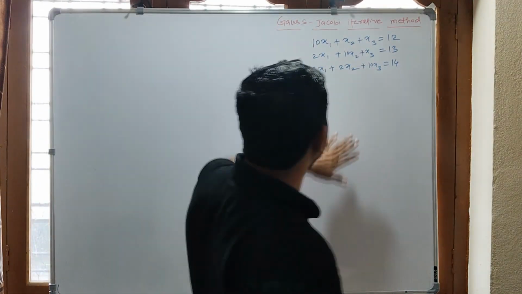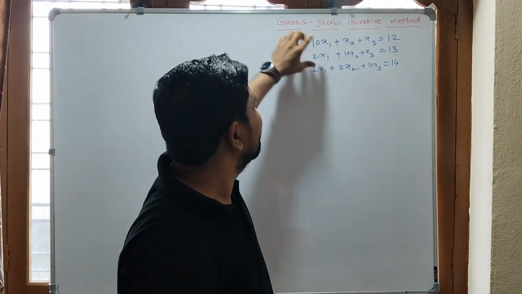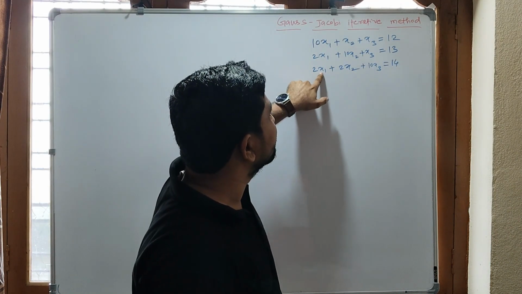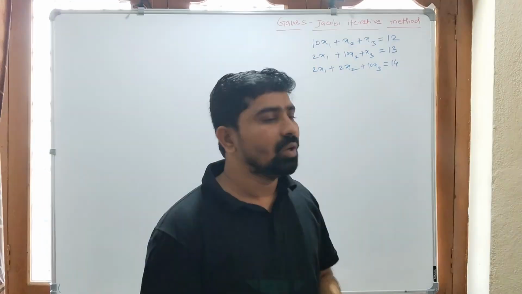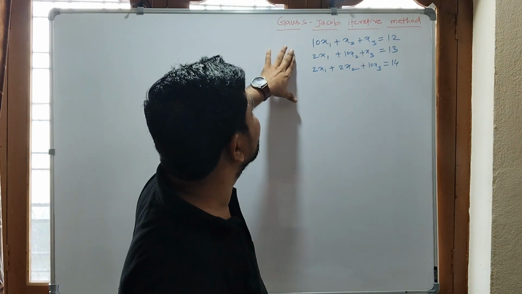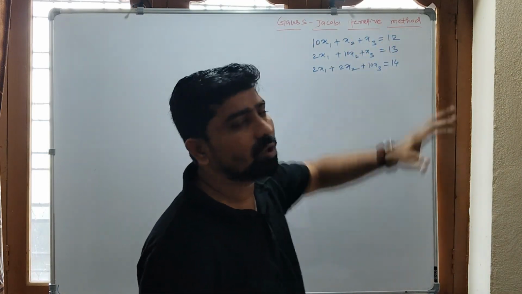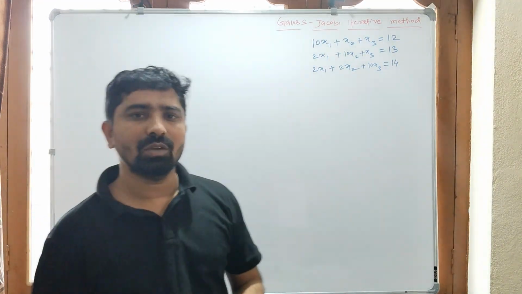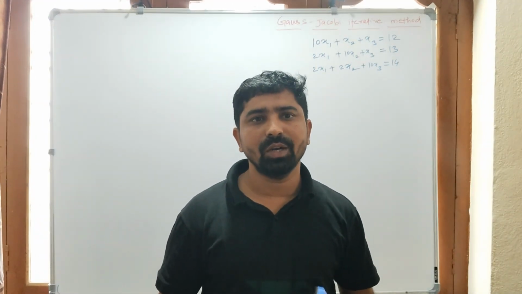Hi friends, in this video we are going to solve a system of equations. Here the number of equations is 3 and the number of unknowns is 3, that is x1, x2 and x3. We are going to solve this system of equations with the help of the Gauss Jacobi iterative method. In the Gauss Jacobi iterative method, first we have to check whether the given system is diagonally dominant or not.